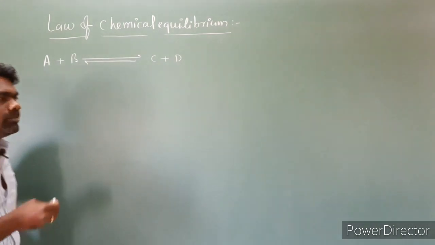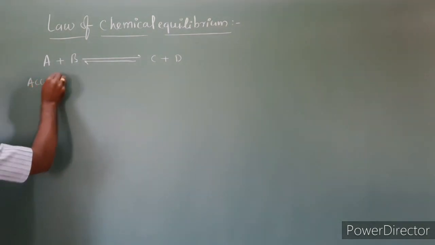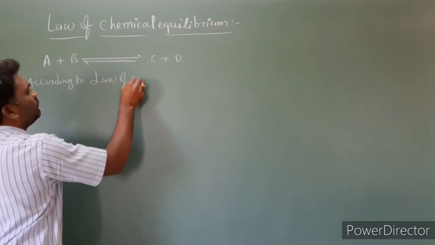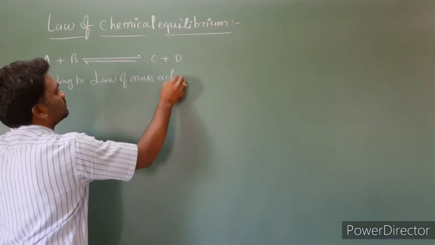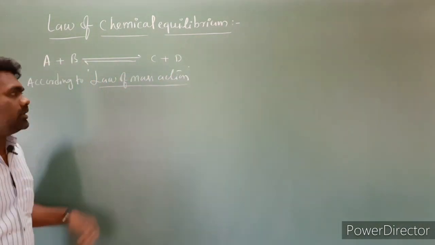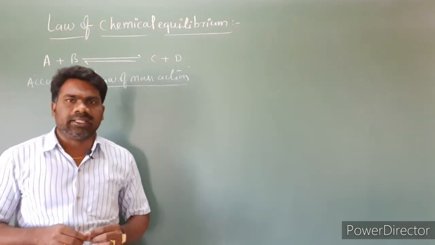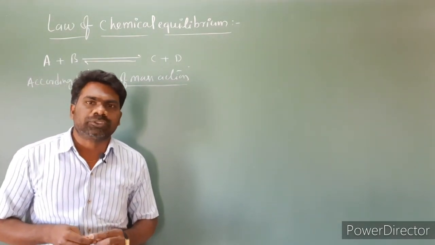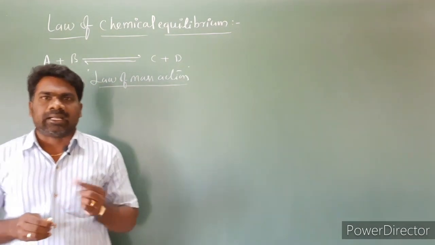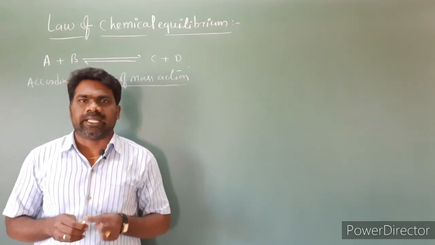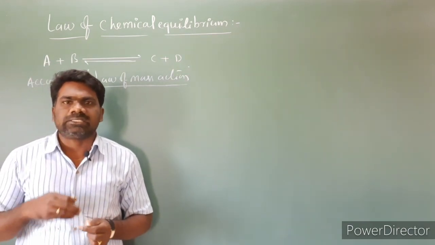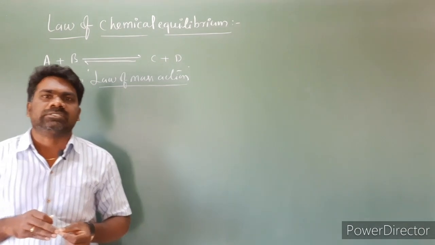So according to the law of mass action, the rate of chemical reaction at a given temperature is directly proportional to the product of active masses of reactants. Here concentration is also called active masses. Active masses is nothing but concentration. So the rate of a chemical reaction at a given temperature is directly proportional to the product of active masses of reactants.